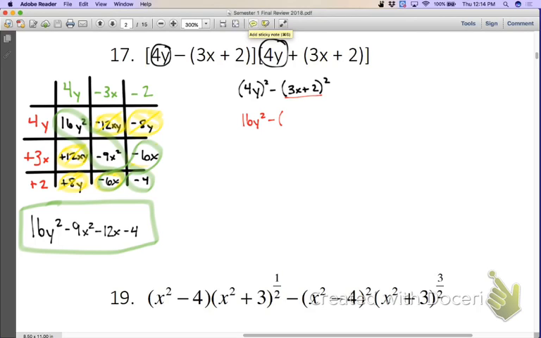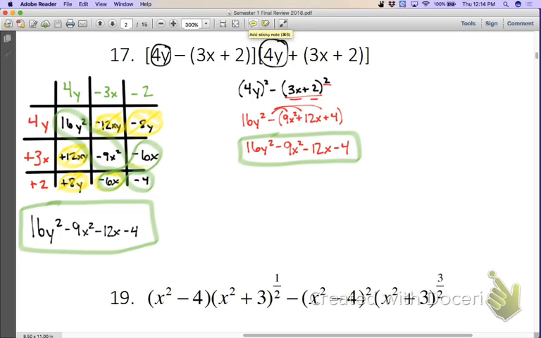So 3x squared is 9x squared. 3x times 2 is 6x, times 2 is a positive 12x. And then 2 squared is a positive 4. But whenever I distribute that negative to everything, I'm still going to get 16y squared minus 9x squared minus 12x minus 4. We still get the same answer that we did before. Okay? Either way is going to be right.